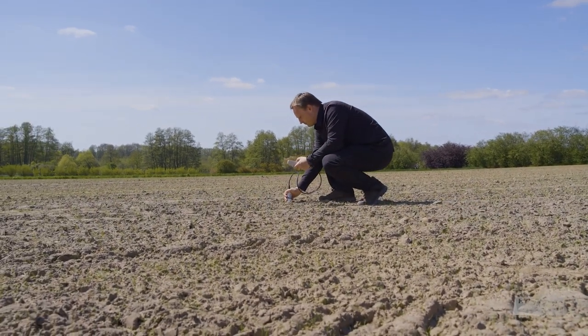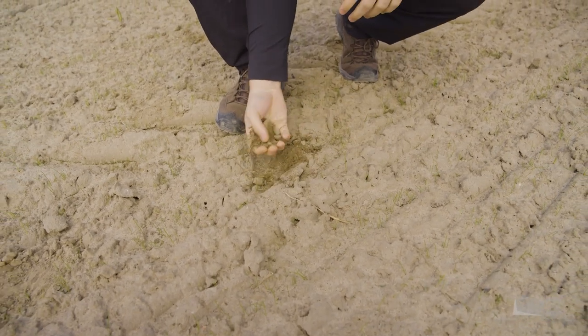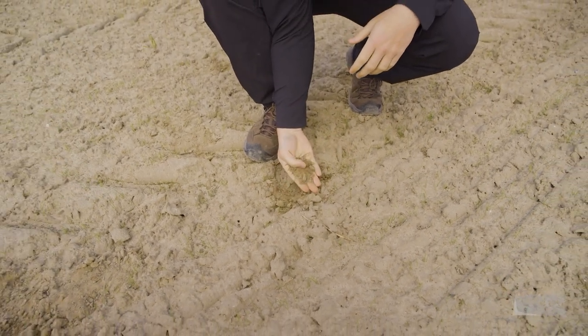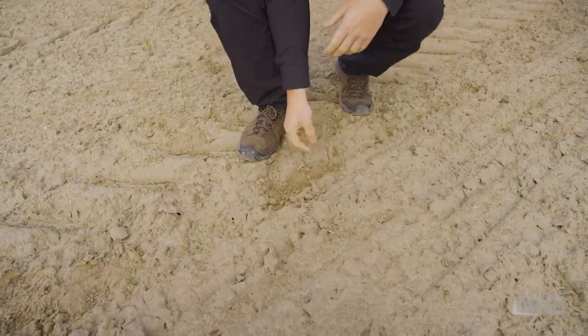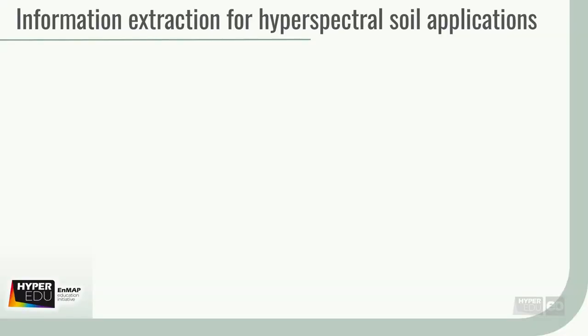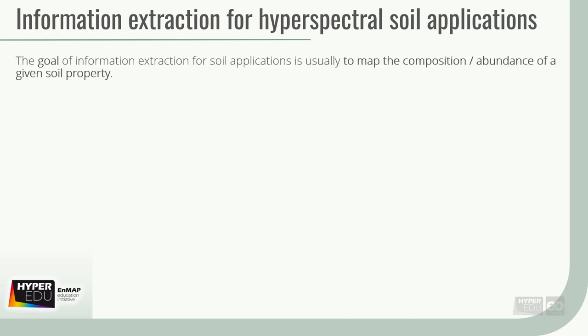Well, there are actually quite a few methods, and they differ depending on the application at hand. In this video, I want to present a very short overview of methods to extract information on soil properties from hyperspectral data. No matter if working with point spectra or the spectra of image pixels, the goal of information extraction for soil applications is usually to map the composition and/or abundance of a given soil property.